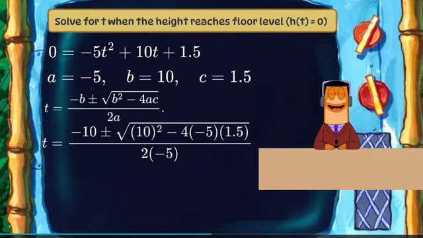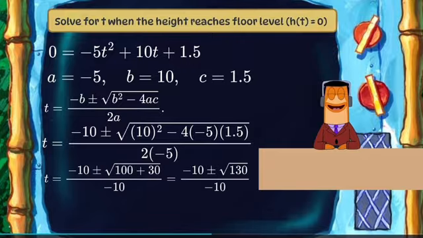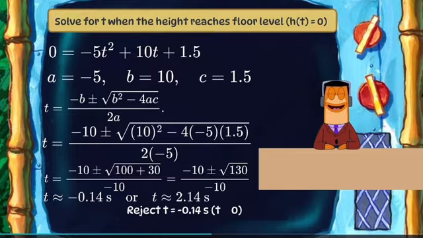Substituting our numbers gives us t equals negative 10 plus or minus the square root of 10 squared minus 4 times negative 5 times 1.5, over 2 times negative 5. Simplifying under the radical, 10 to the power of 2 is 100, and negative 4 times negative 5 times 1.5 gives positive 30. That leaves us with the square root of 130 in our discriminant. Calculating both the plus and minus options gives us two mathematical answers. t1 is approximately negative 0.14 seconds, and t2 is approximately 2.14 seconds.